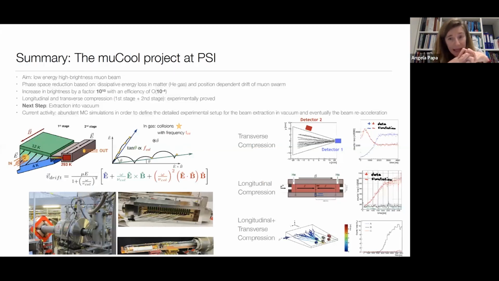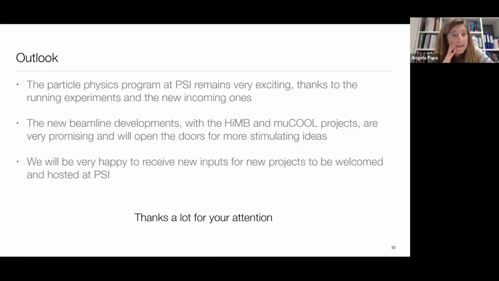And now the main effort is to conclude with some Monte Carlo simulation that allows us to extract the particles in vacuum. This year we didn't have time for this project, because the main effort will be for next year, where we are aiming to do this extraction in vacuum. And basically, yes, this is all.